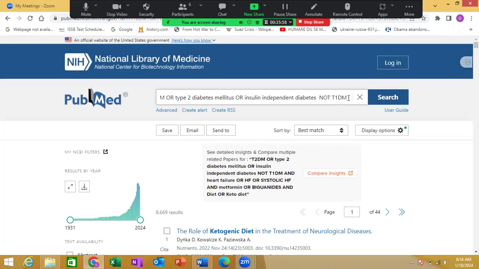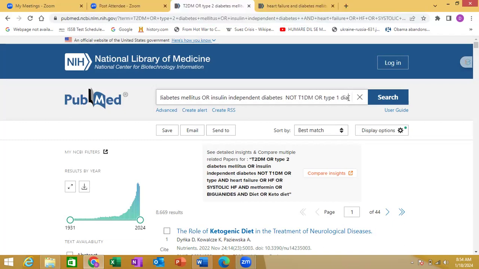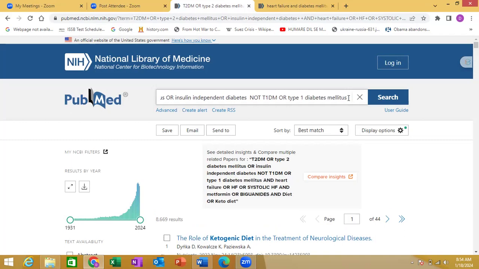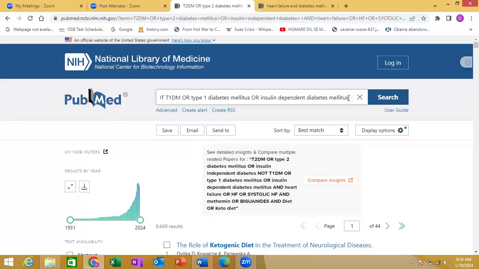I can now write multiple words for type 1, like T1DM or type 1 diabetes mellitus. Adding one more OR, insulin dependent diabetes mellitus. Now I have used all the common terms for type 1 diabetes mellitus, separating them with OR, but I have used the third Boolean term NOT between T2DM or type 2 diabetes mellitus, again OR insulin independent, and these type 1 terms. I'm making it specific to PubMed that I do not want any study related to type 1 diabetes in my research.